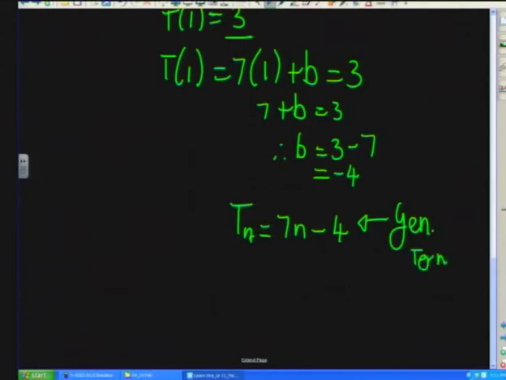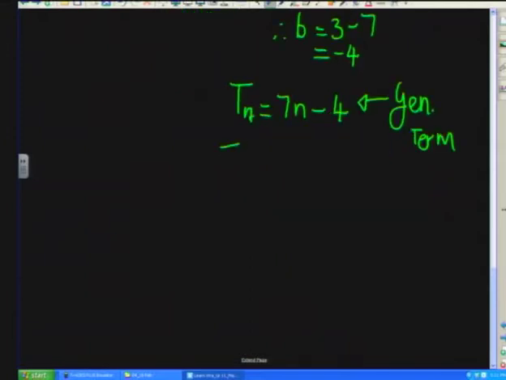Remember, the general term will help you to find any term in the sequence. So guys, what I always say to everyone is just check any term in the sequence and see if your formula works. So for example, let's check term 2. I substitute 2 in place of n. 7 times 2 minus 4. So I get 14 minus 4 is 10.